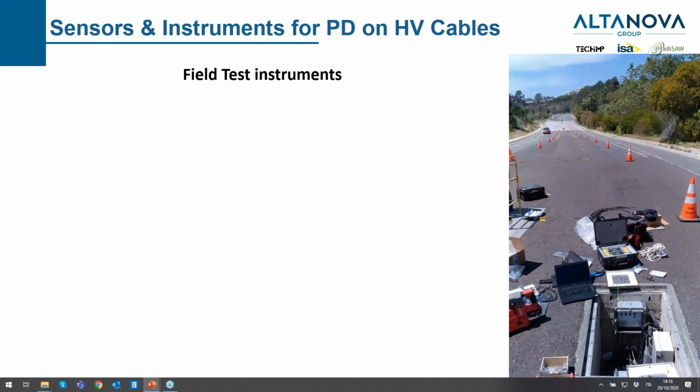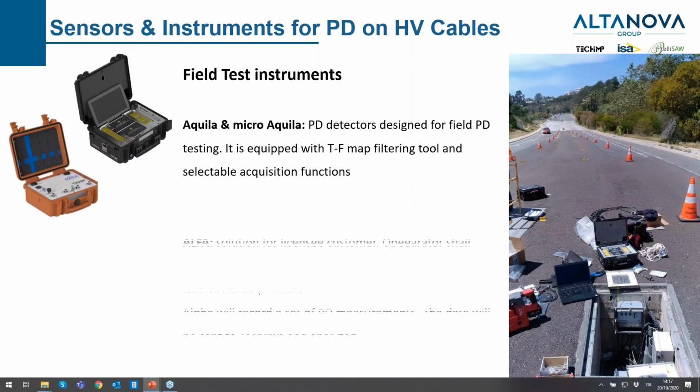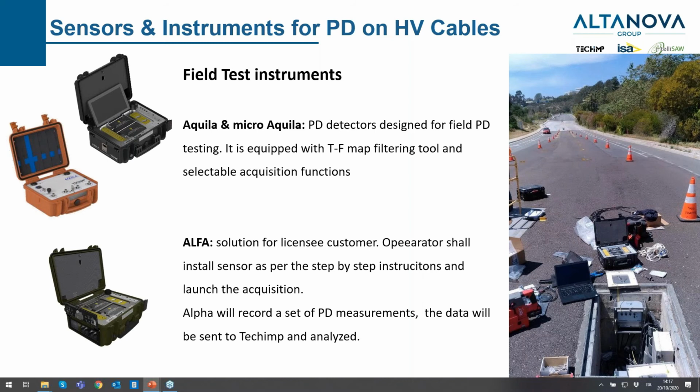For the field testing instrument, we need something more portable. We can loosen the specification for laboratories given by the IEC 60270. And the TECHIM portfolio presents two big families of instruments. The Aquila and the related Micro Aquila are PD detection units designed especially for field testing. They are battery based, and they are ultra-wideband systems. They are equipped with a time frequency map filtering tool patented by TECHIM and selectable acquisition functions.